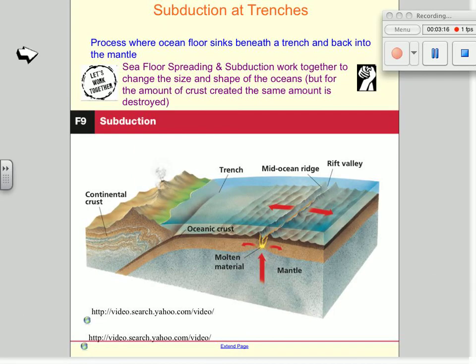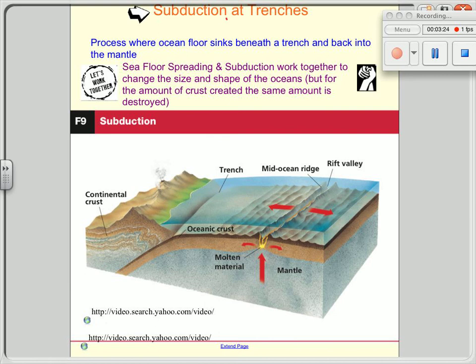So for our notes on here, we're going to write down subduction happens at trenches. So if I go subduction, just a little note, subduction is a process. It is the opposite process of seafloor spreading. So seafloor spreading is a process, subduction is a process. They're both things that happen. Well, remember, seafloor spreading happens at mid-ocean ridges or rift valleys. Subduction happens at trenches. That's a feature. It's a place.